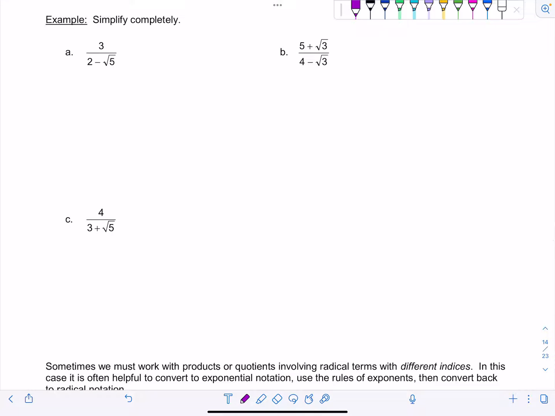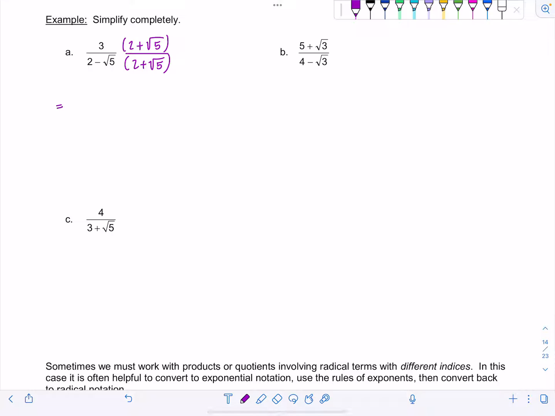So here we go. I got 3 little examples for you. 3 over 2 minus rad 5. So take a second, think, what would we need to multiply by to rationalize the denominator here? What would the conjugate of the denominator be? Did you figure it out? It's 2 plus rad 5. Yeah, is that what you were saying? 2 plus rad 5.